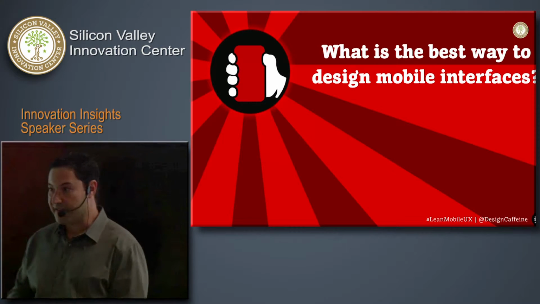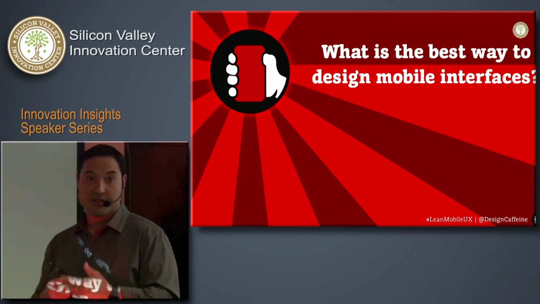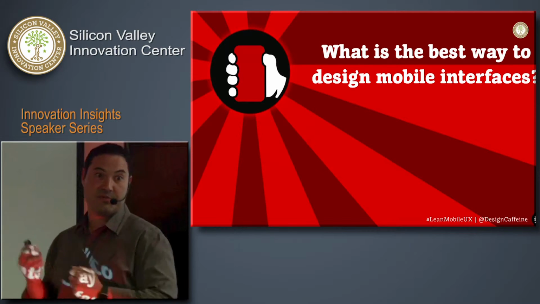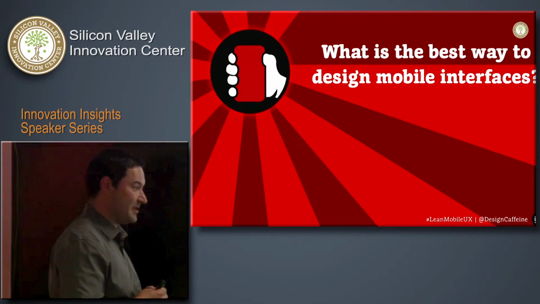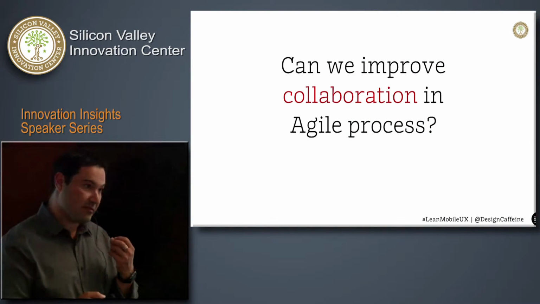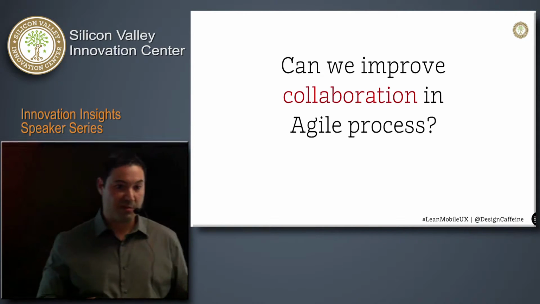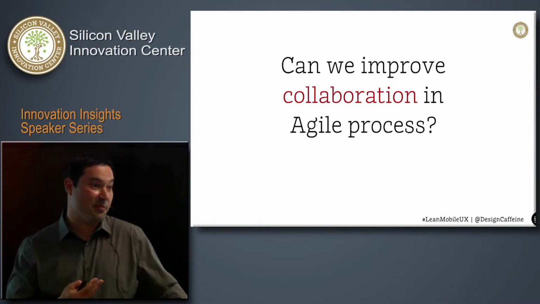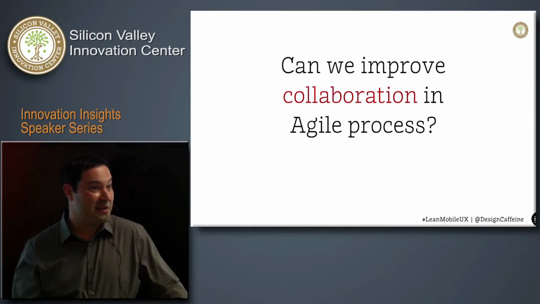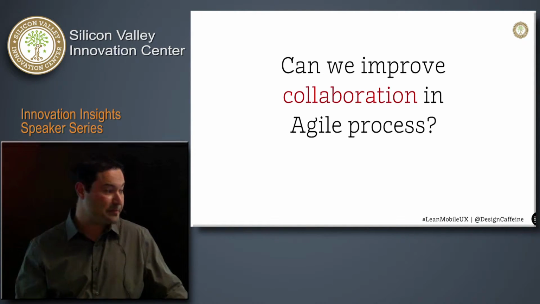As I've been doing these workshops and all this work with the clients, I kept asking myself, what's the best way to design mobile interfaces? So, first thing, can we improve collaboration in the Agile process? You have to start with the process because you've got to work with other people. You've got to design maybe a great idea, but somehow somebody has to actually implement this stuff.